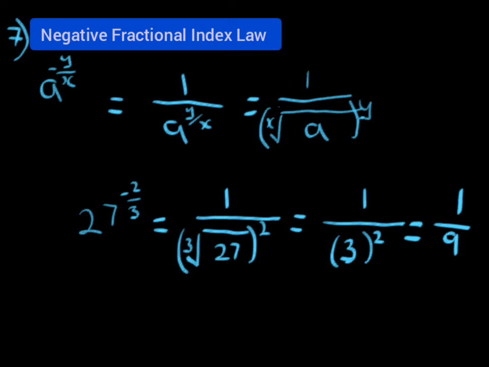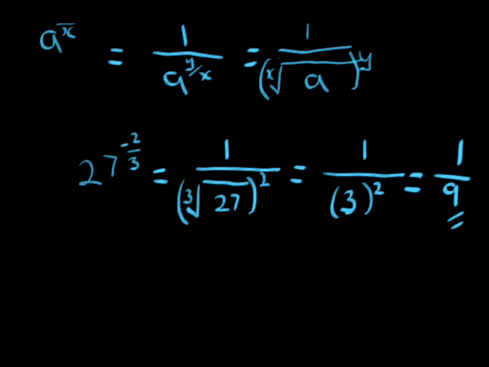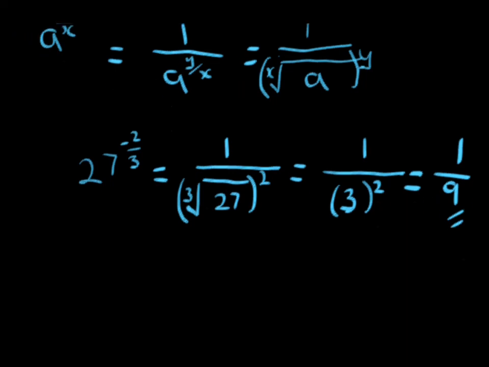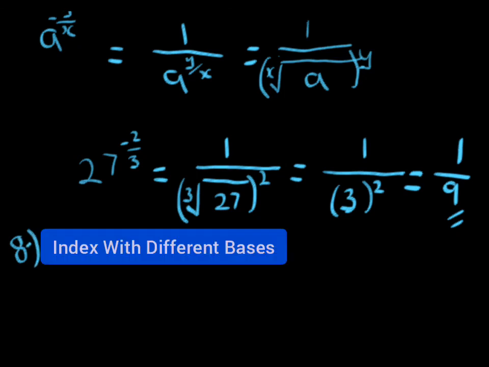Now, the last law I will be dealing with would be index with different bases. How do we illustrate that? We could be given A multiplied by B raised to power X.